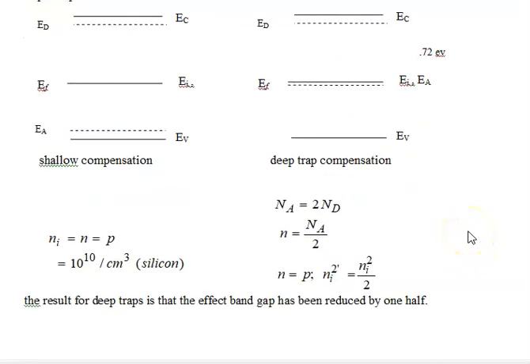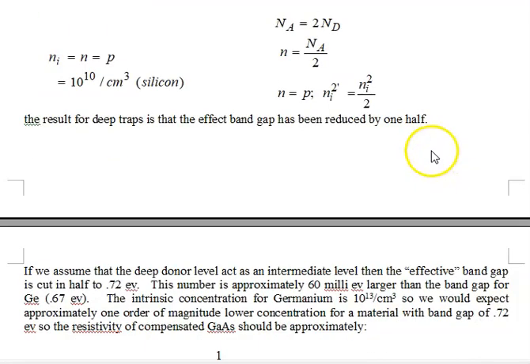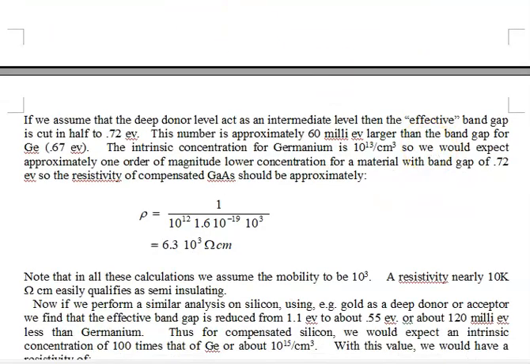It is as if we have a band gap for gallium arsenide which is 1/2 of the original band gap. Instead of 1.45, 1.44, it's 0.72. And if it was silicon and we were using this, and instead of chromium it would be gold, then instead of 1.1 it would be 0.56. Okay, so what does all that mean? Well, 0.72 is about 60 milli electron volts larger than the band gap for germanium.